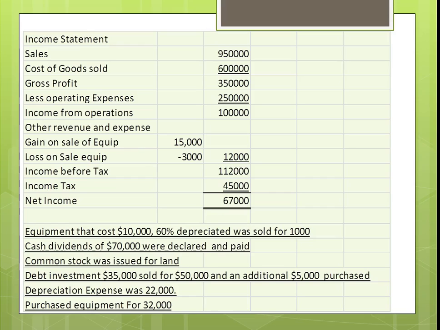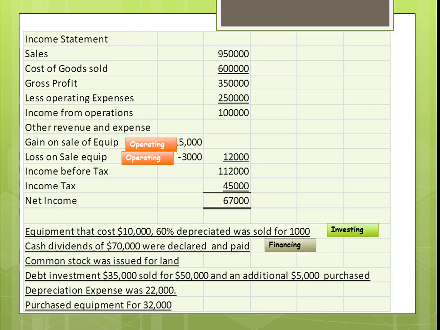Now we're going to go to the income statement and we're going to identify the various items and what effect they would have on the cash flow. Gain on sale, with that one we're going to subtract it out as part of operations. The loss we're going to add back in. The equipment would be part of investing activities and we'd show cash of $1,000.